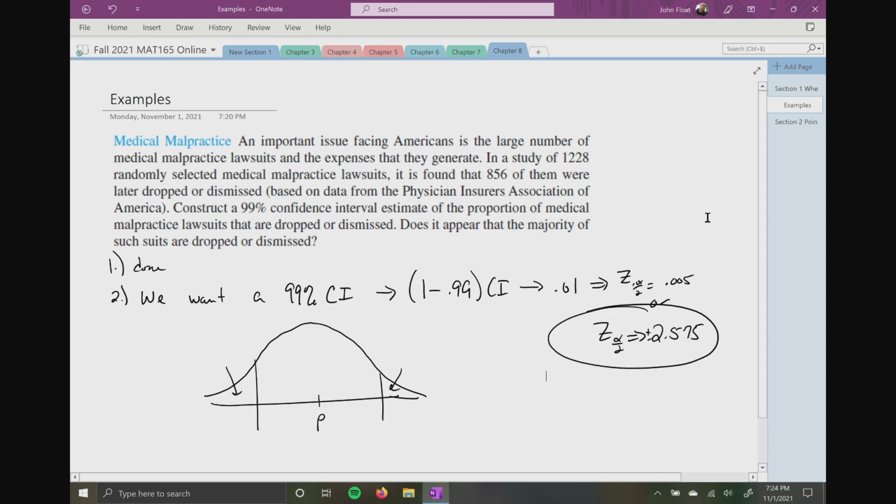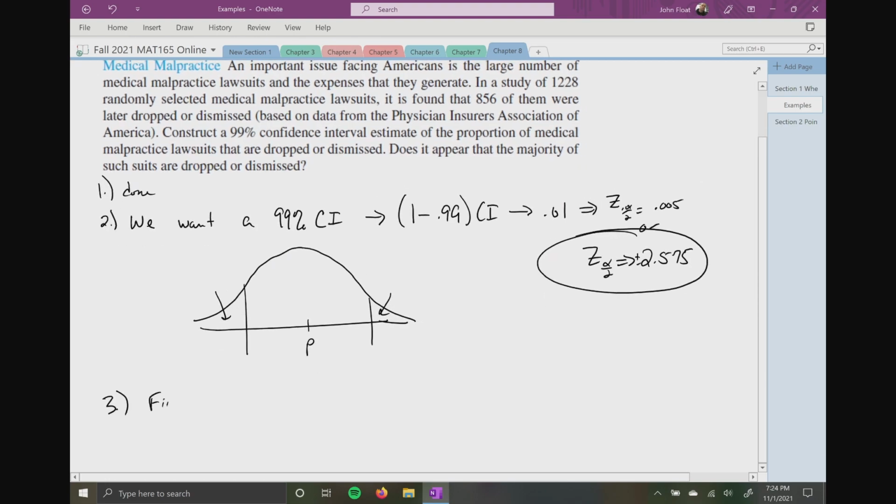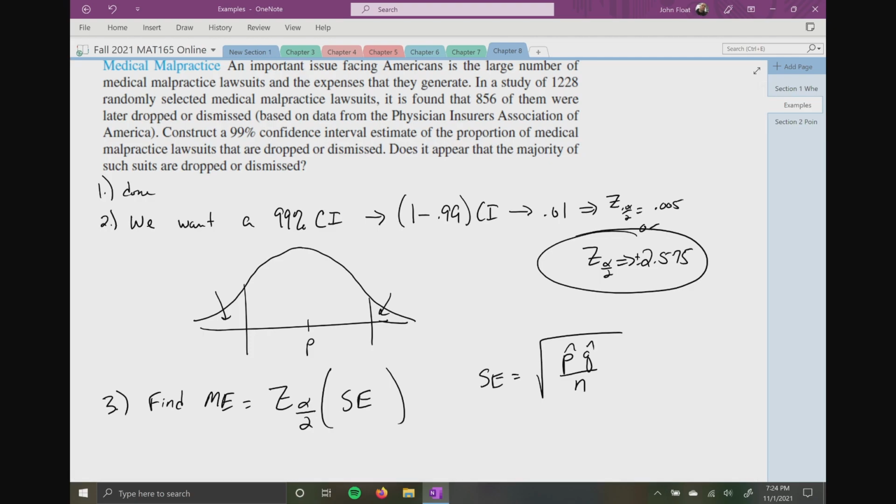Okay? Now, the third step. We're going to find that margin of error. So we know the margin of error is going to be that critical value that we just found multiplied by our standard error. So the standard error is equal to the square root of p hat q hat over n. Now, this formula only pertains to proportion problems. Okay? Only pertains to proportion problems. Now, I'll go over how we know if we have a proportion problem or a mean problem later.